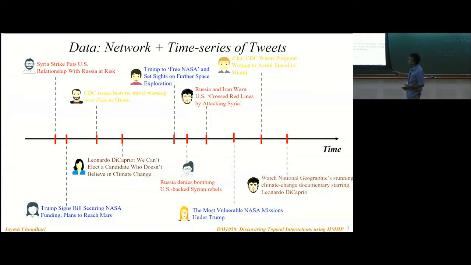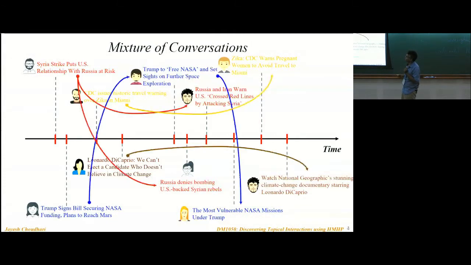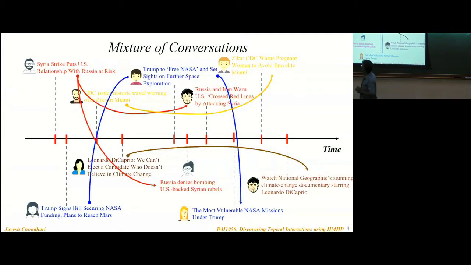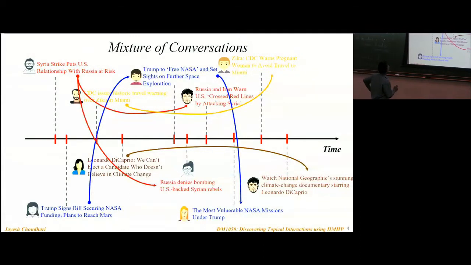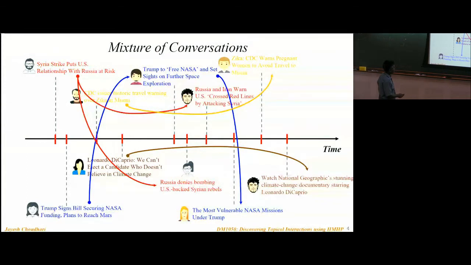The timestamp is a timestamp. There's not much to say about it, and the user-user network is the user-user network. We don't know the weights in the user-user network. Who's really influenced by whom? What do we want to say? We want to say that maybe things like this happened. Maybe this person made this particular tweet, saying that Syria strike puts US relationship with Russia at risk. That influenced this other person to write this particular tweet: Russia denies bombing US-backed Syria rebels.